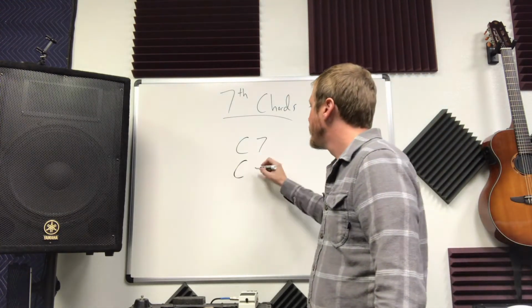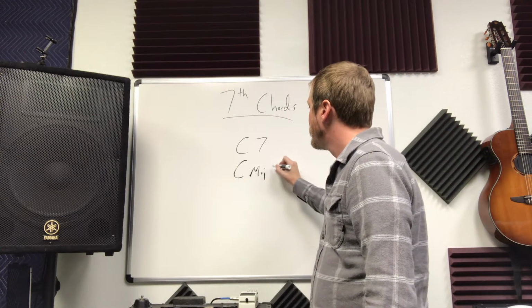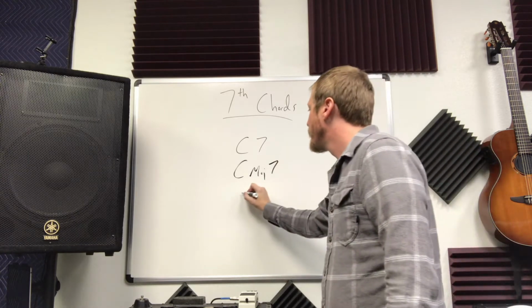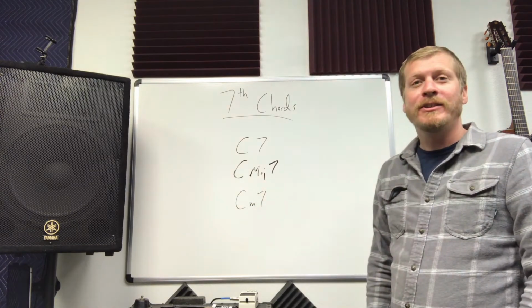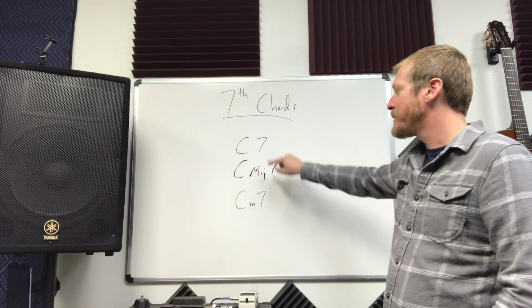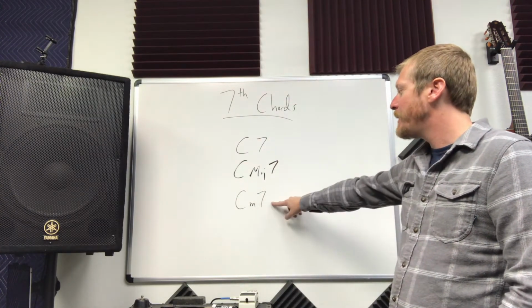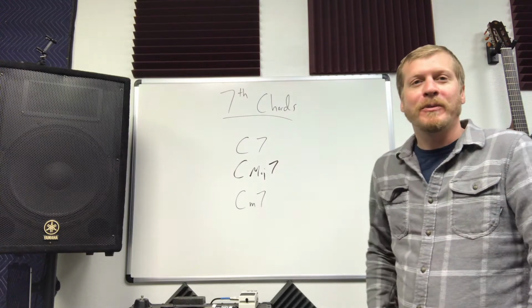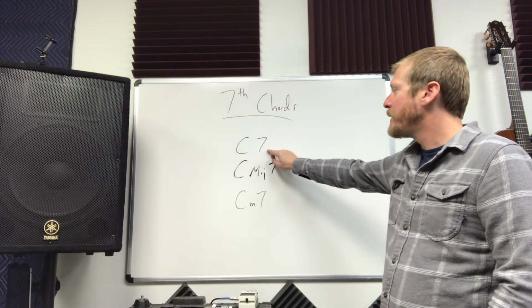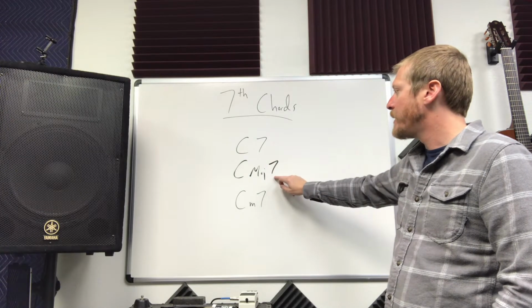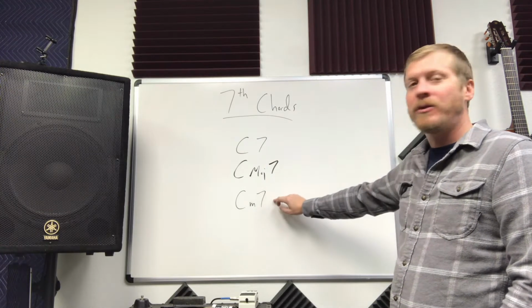You might see C major 7 or C minor 7. So besides just a regular C7 chord, we also have C major 7, C minor 7, and there are other ones as well that we're going to talk about. But I just want you to understand that it's not always just a regular 7th in the chord, and that depends on what the notes are that make up these chords.